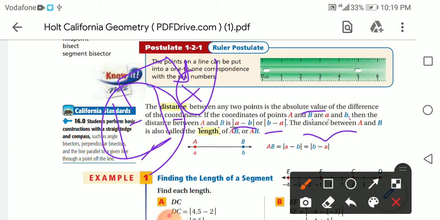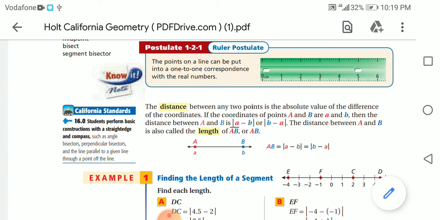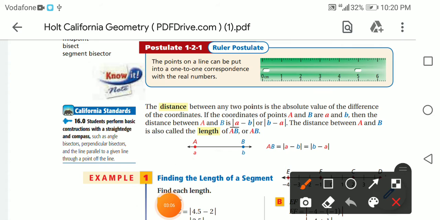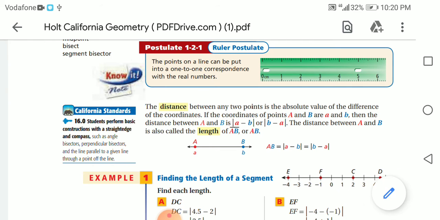So the distance between A and B is called the length of AB, or just AB, as we see here. Again, the distance is called the length of segment AB. So AB equals what? a minus b, or I can say b minus a, it's okay, done.